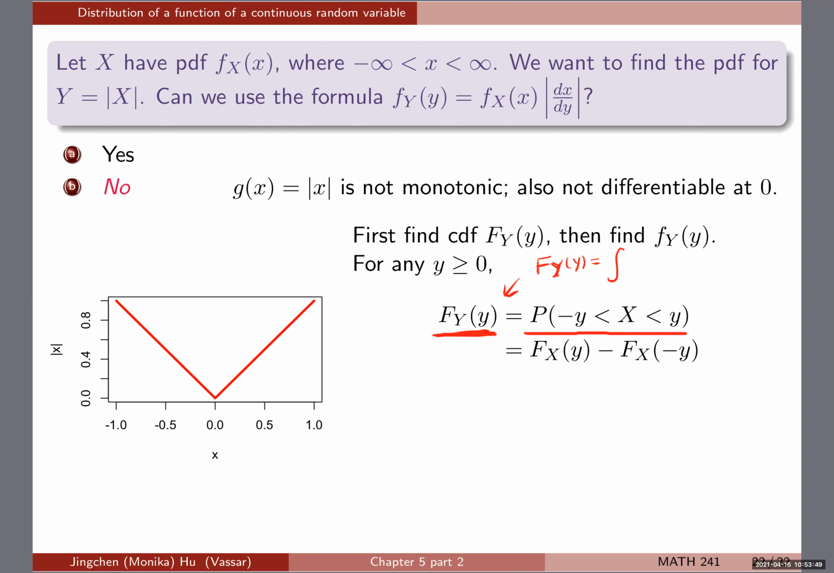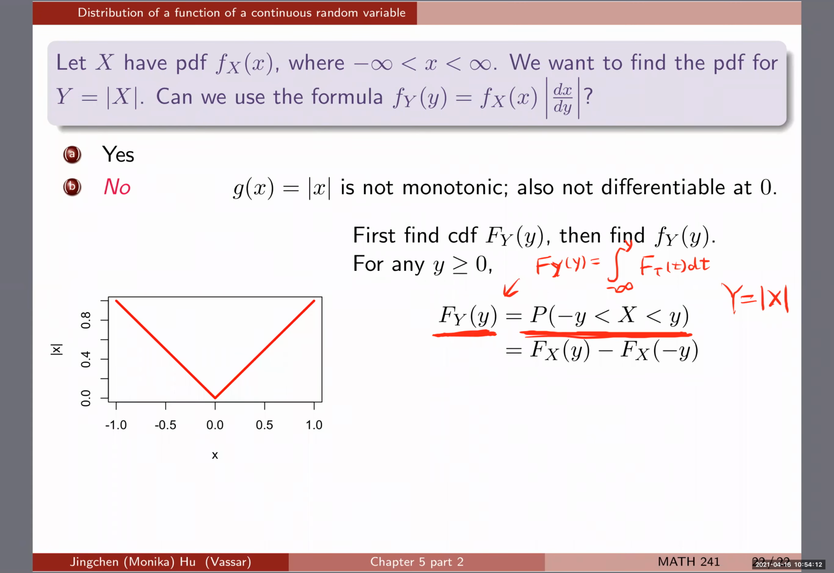Right, we know it's the integral from infinity to... okay, now it's probably a good time to use different notation. So let me use y over here, and then I will use f_X(t) dt. The reason why this is the case is because Y is the absolute value of X.